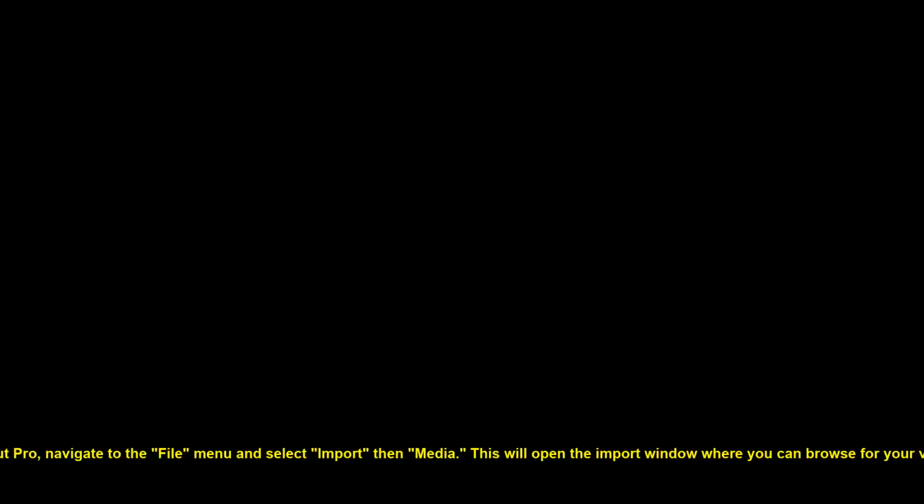In Final Cut Pro, navigate to the File menu and select Import then Media. This will open the import window where you can browse for your files. Locate the folder where you extracted your video files. Select the files you wish to import by clicking on them.